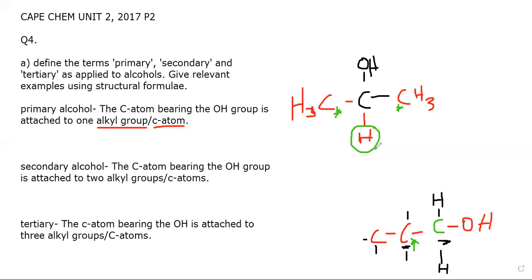All right, so just back to answering the question. Two carbons are attached to the carbon atom bearing the OH group. These groups are also called alkyl groups. Hence, in the definition, you say alkyl group or carbon atom. All right, let's do the next example. All I'm doing here is increasing the number of carbon atoms.